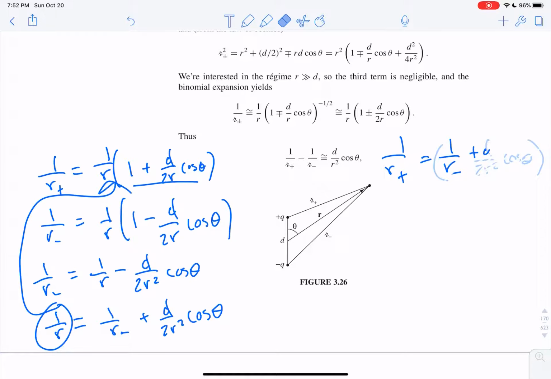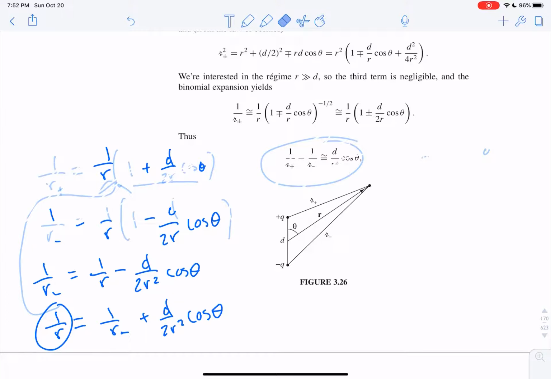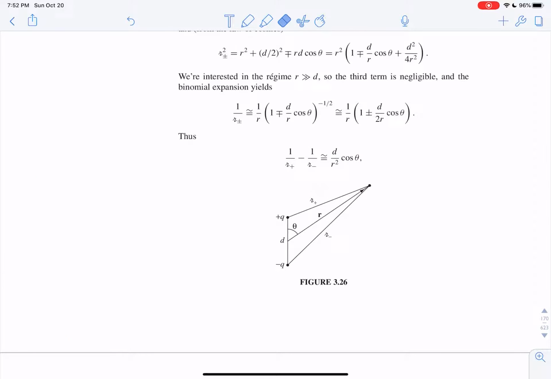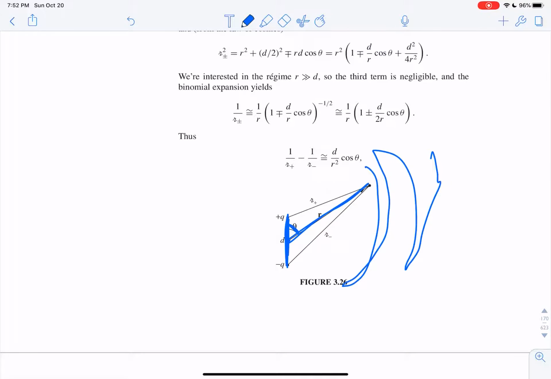Okay, and then what you end up getting is this expression here, 1 over r plus minus 1 over r minus, and then on the other side of the equation you have your simplification. Okay, so what's the point? So we're trying to see how this potential behaves as a function of the separation d between them and this angle. As we sweep around out here, what does the potential look like?